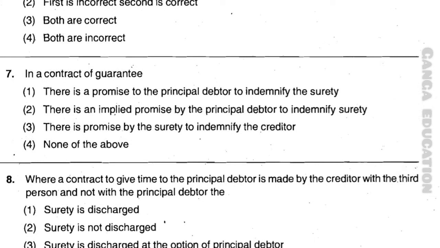Now question number 7. In a contract of guarantee, option number 1, there is a promise to the principal debtor to indemnify the surety. Option number 2, there is an implied promise by the principal debtor to indemnify surety. Option number 3, there is a promise by the surety to indemnify the creditor. Option number 4, none of the above, and the correct answer is option number 2, there is an implied promise by the principal debtor to indemnify surety.